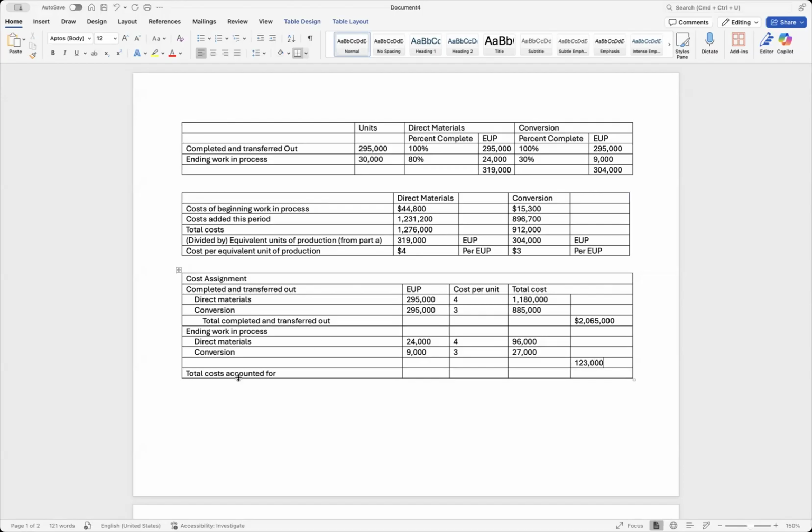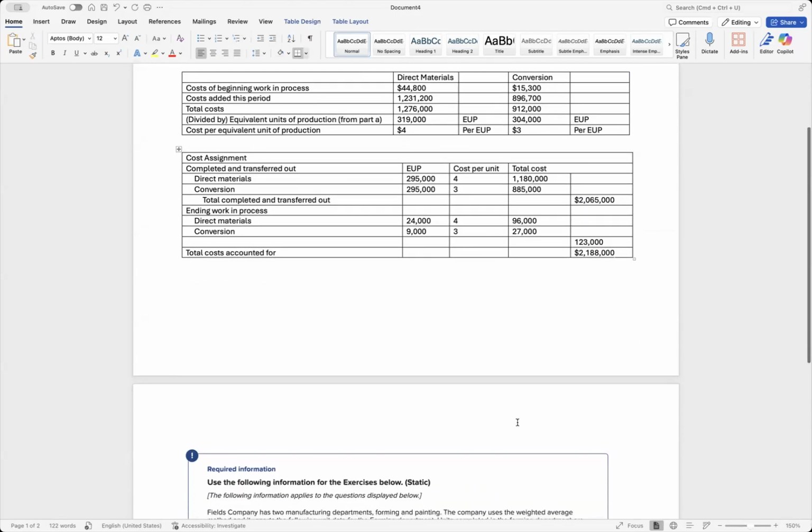So then my total cost accounted for would be this number added to this number. So it's going to be the 2,065,000 plus 123,000, which is going to give me 2,188,000. And that is how you complete this question.